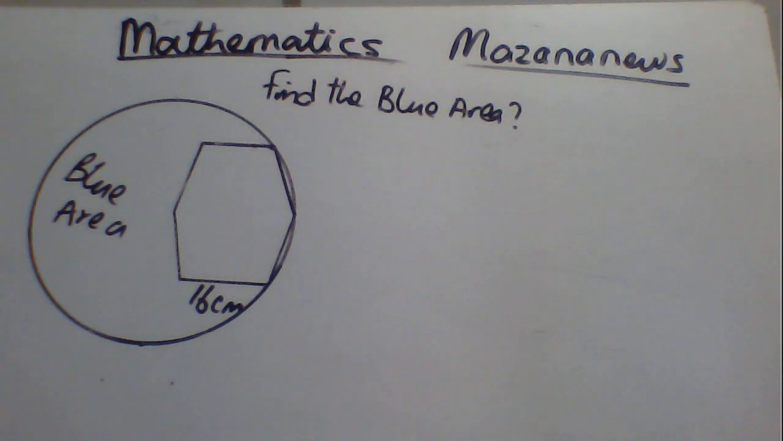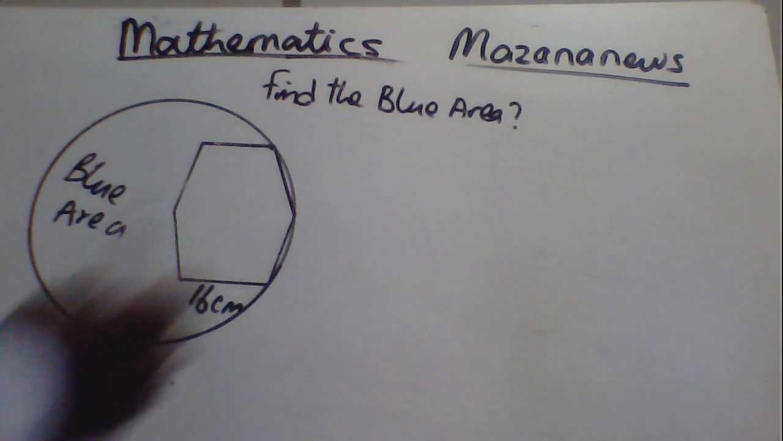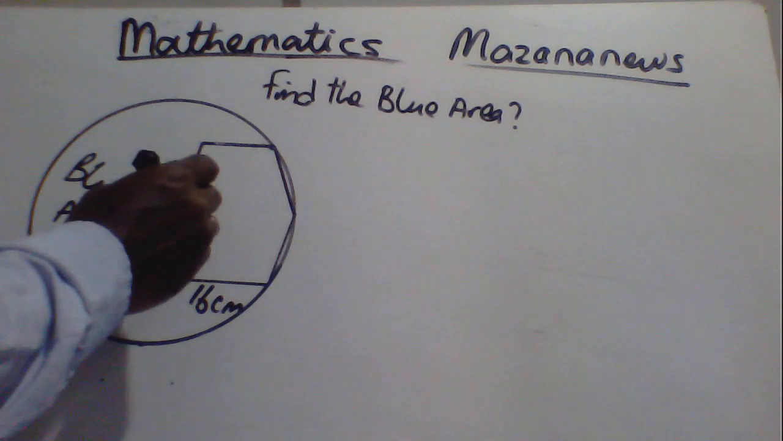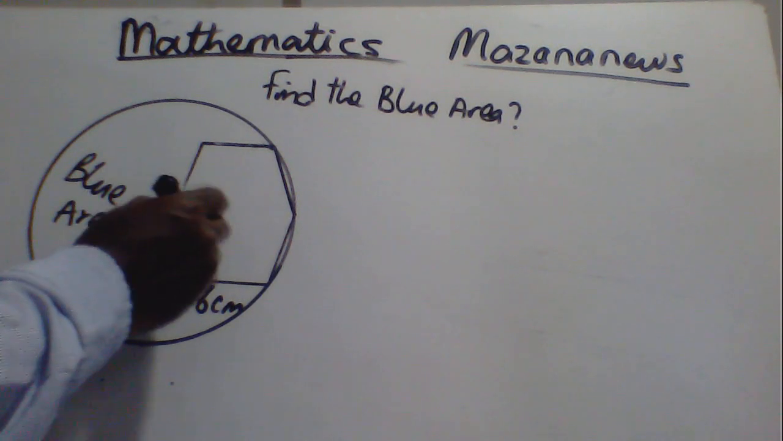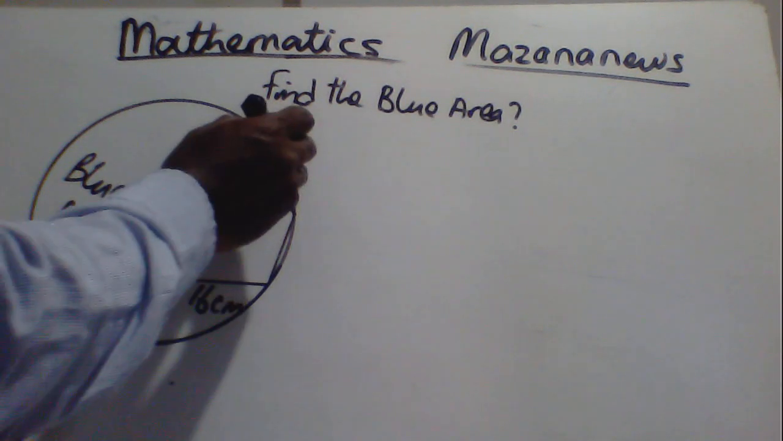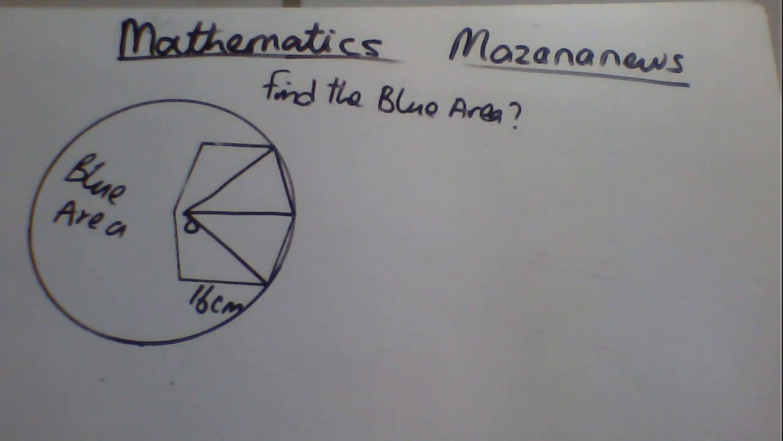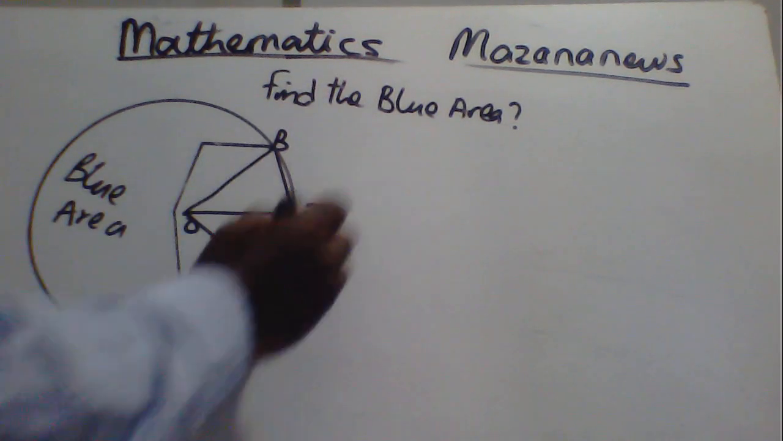Alright, let's proceed. This is the blue area, outside the range of the hexagon. So the first thing we have to do is find the center of the circle. Let here be the center of the circle, and we can call it O. So draw a line, join this line, draw another line to this point. I can label here B, label here J, and then label here C.